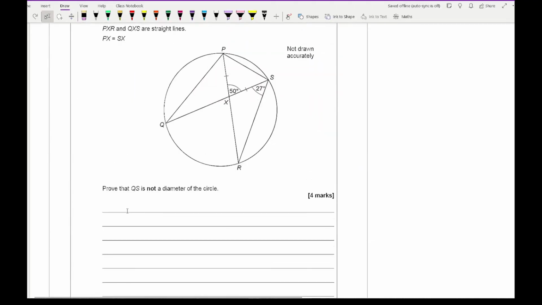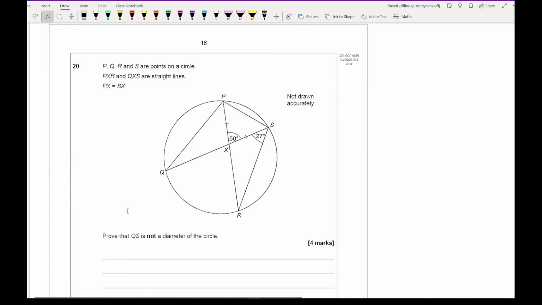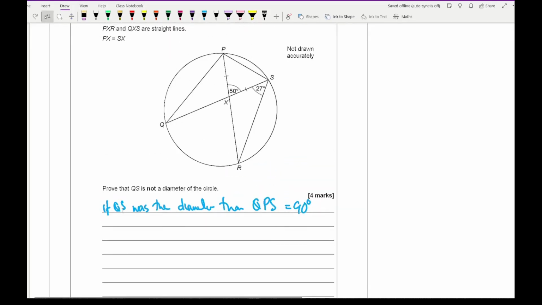Moving on to question 20, it says that P, Q, R and S are points on a circle where P, X, R and Q, X, S are straight lines where PQ is equal to SX. And the question is asking us to prove that QS is not the diameter of the circle. So if QS was the diameter, then basically angle QPS would equal 90 degrees. And that's from circle theorem. So what I'll do is prove to see what this is.